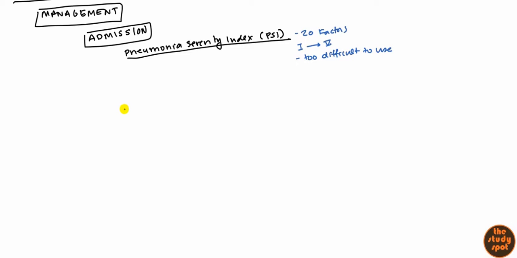So pneumonia severity index is not generally used mainstream, but it is there, and a lot of evidence has shown that it's very effective. So it is something you do want to be aware of. The second one, used more commonly, is CURB-65. So CURB-65, each letter stands for one of the criteria.